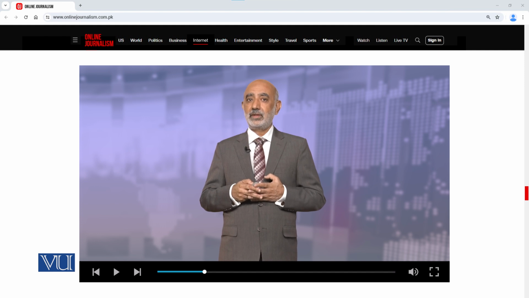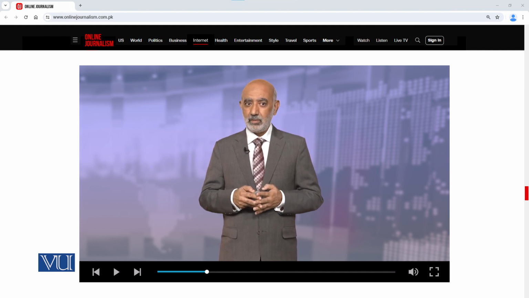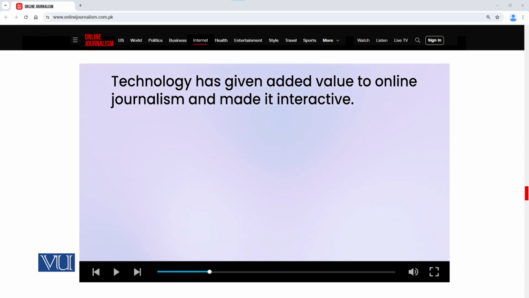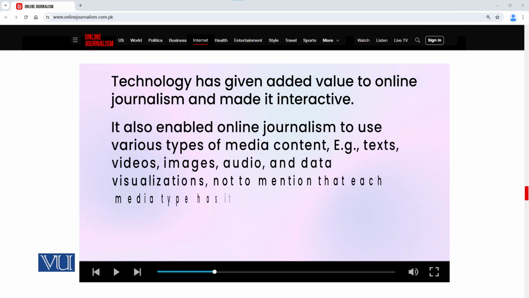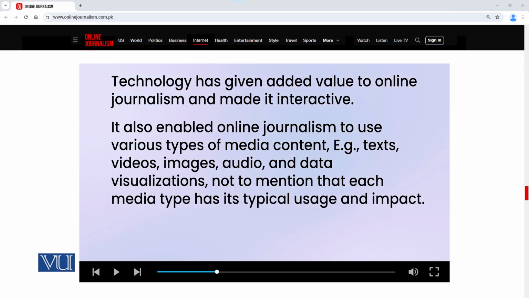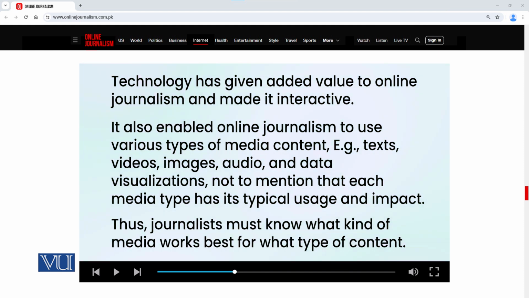And then it comes the influence of technology. Technology has given added value to online journalism and made it interactive. It also enabled online journalism to use various types of media content, for example, text, video, images, audio, and data visualization. Not to mention that each media type has its typical usage and impact. Thus, journalists must know what kind of media works best for what type of content.